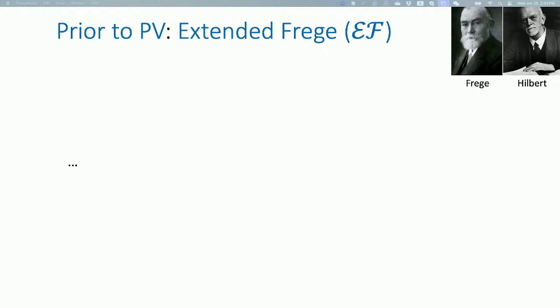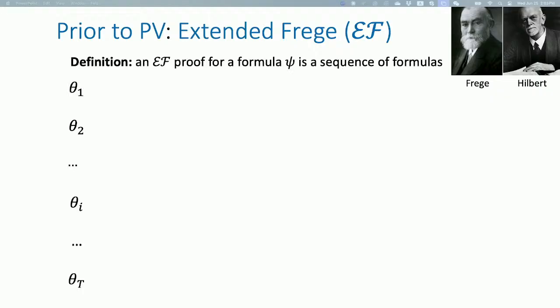This background is about a logical system called the extended Frege system. This logic system is also sometimes called a propositional logic system. To use this system to prove the truth of some formula psi, you just need to write down a sequence of Boolean formulas theta 1, theta 2, etc. to theta t. The requirement is as follows. Each formula theta i is called a line in the proof, and it needs to be a Boolean formula.